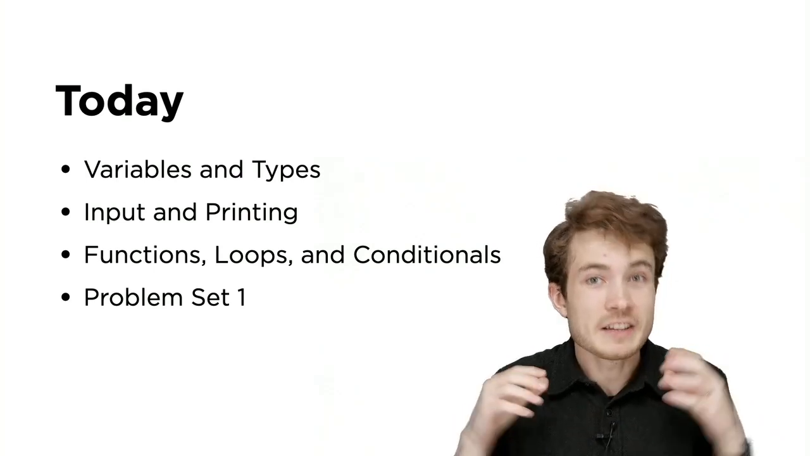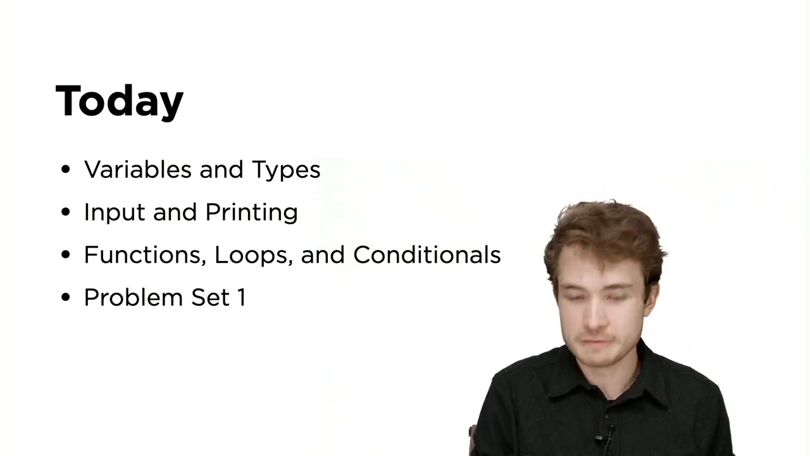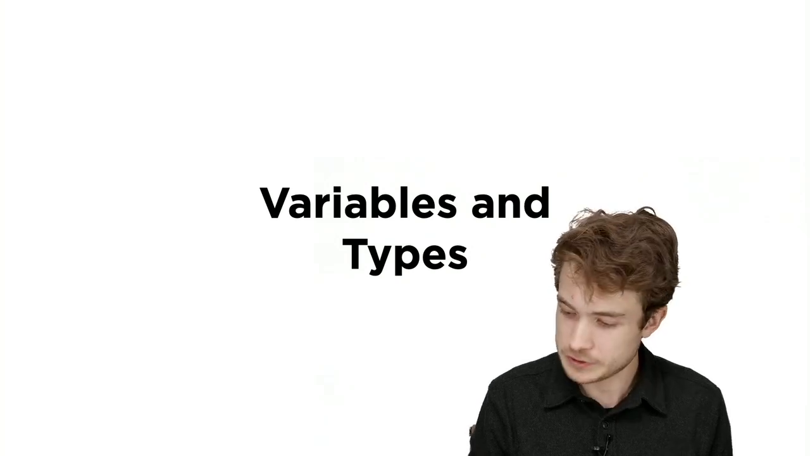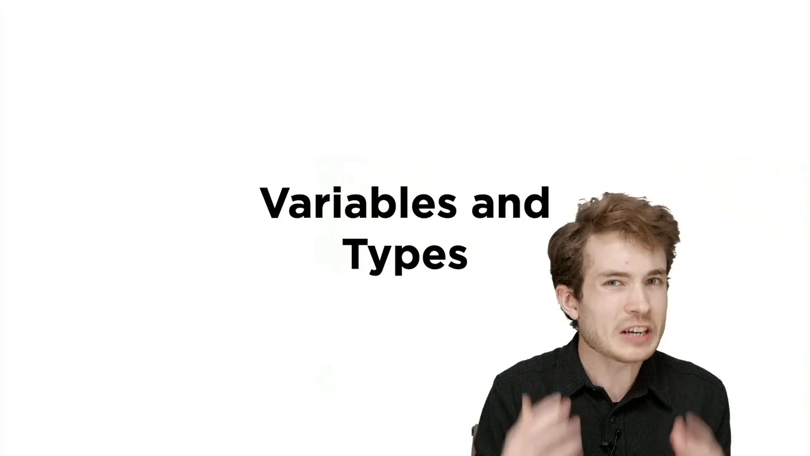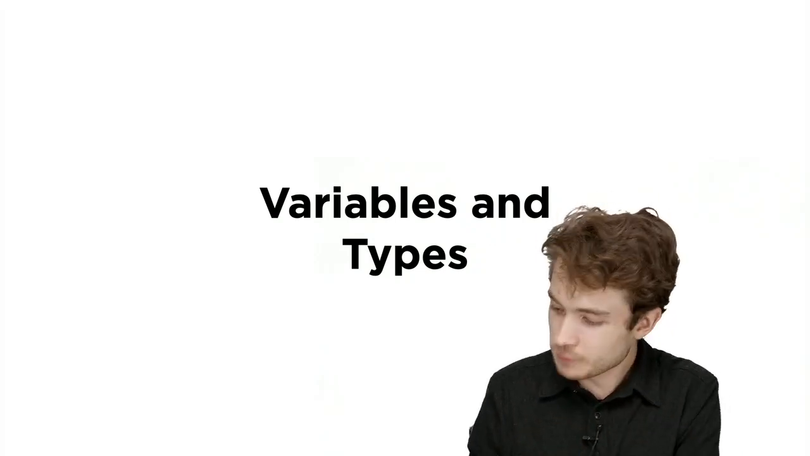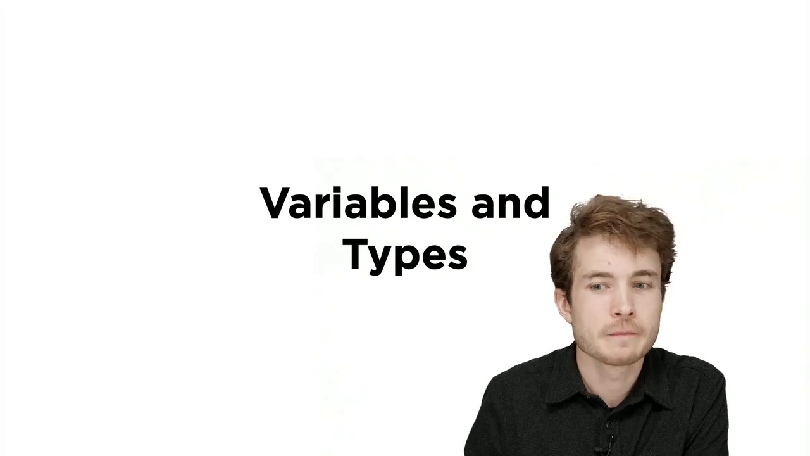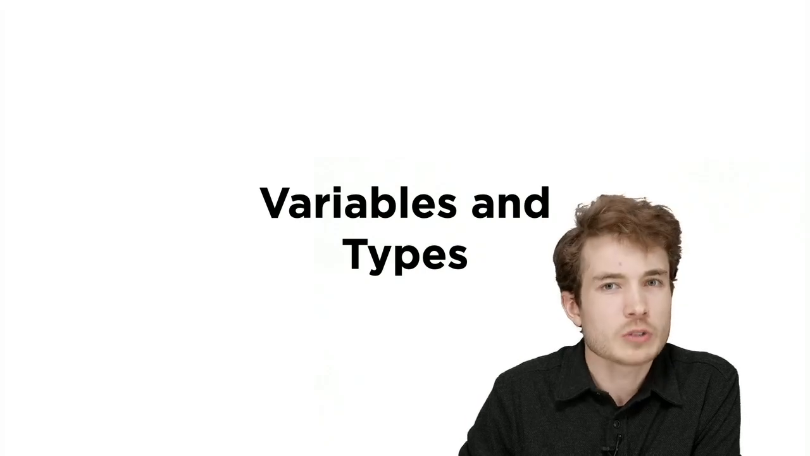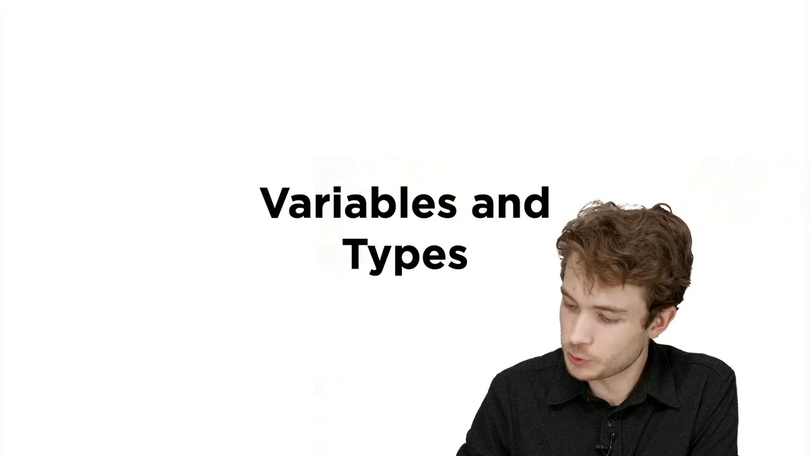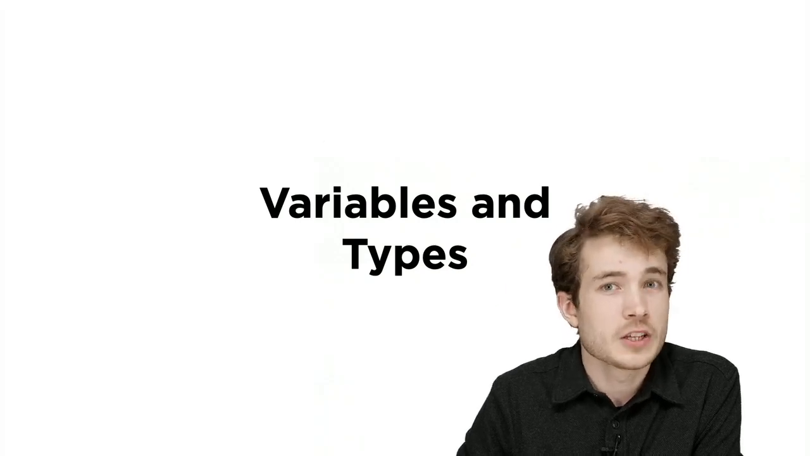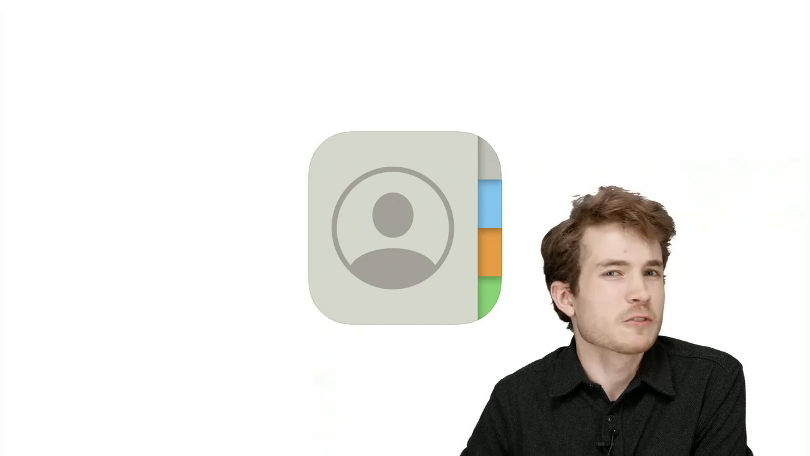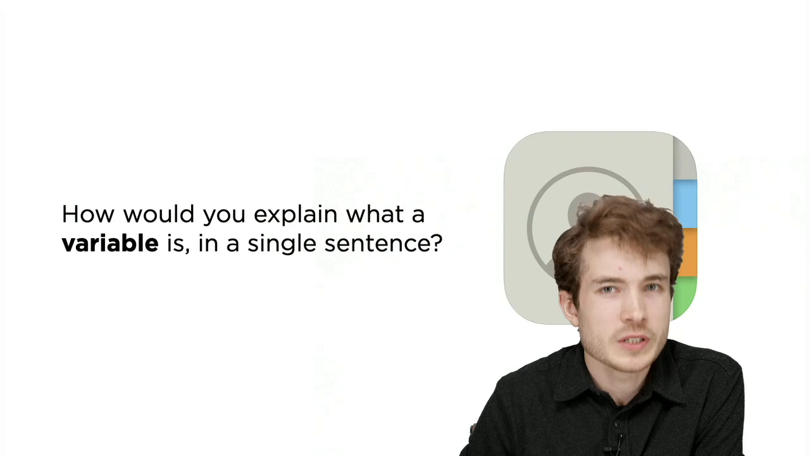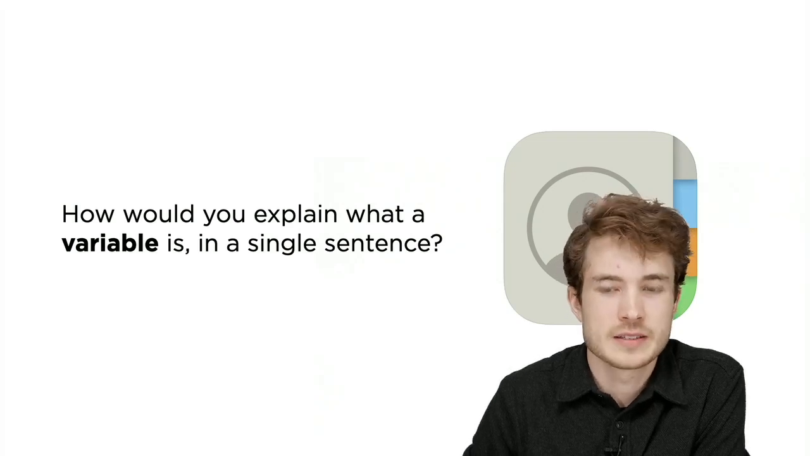So let's dive in here into our first topic, this one called variables and types. As we said before, a variable is simply some way of storing information inside of a computer. But I'm curious, for those of you who are here, how would you describe a variable in a single sentence? Let's say we have a contact application. We're trying to store information about, let's say, different people we're in contact with. How would you describe what a variable is in a single sentence?